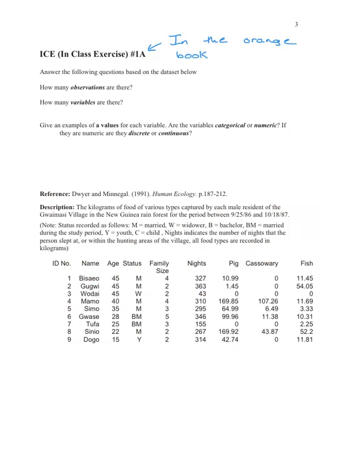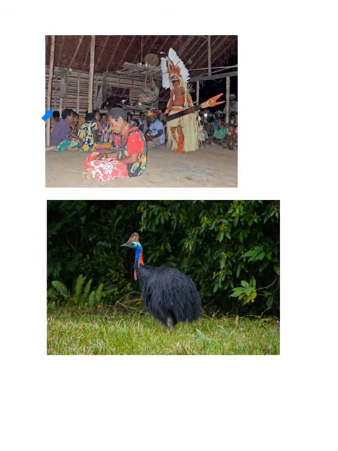The next example we're going to look at is in the Orange Book on page 3. So this is some data collected from a village in the New Guinea rainforest. This is a picture of some of the inhabitants of this village, and this lower picture is a picture of a cassowary, which is one of the things they hunted. A cassowary is a large bird.